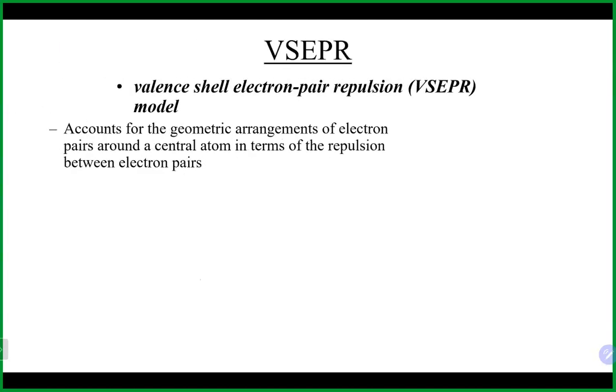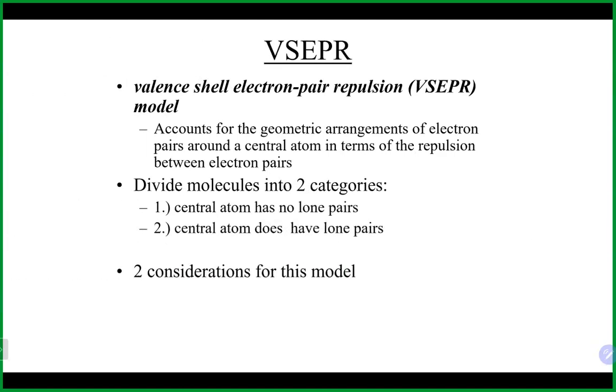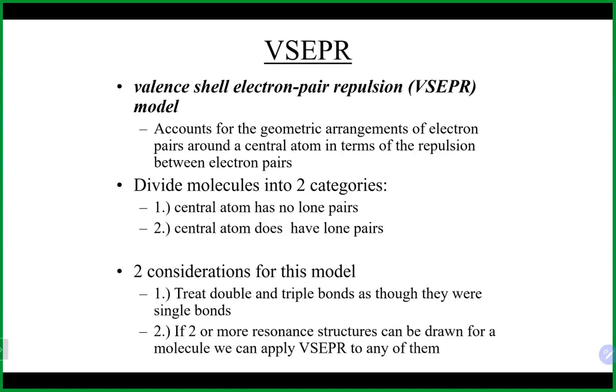This is what's known as VSEPR, which is the valence shell electron pair repulsion model, which is why the abbreviation is there. That's a mouthful. And it's basically divided into 2 categories. When we draw our Lewis structure, we have center atoms that do not have lone pairs, or non-bonding electrons. So basically, if you draw your Lewis structure, you have no dots on the central atom. And we have ones that do have lone pairs, which means when you draw your Lewis structure, you got some dots happening there on the central atom.